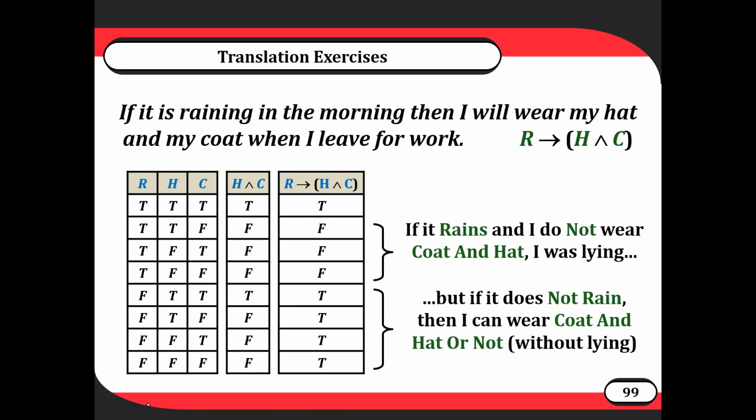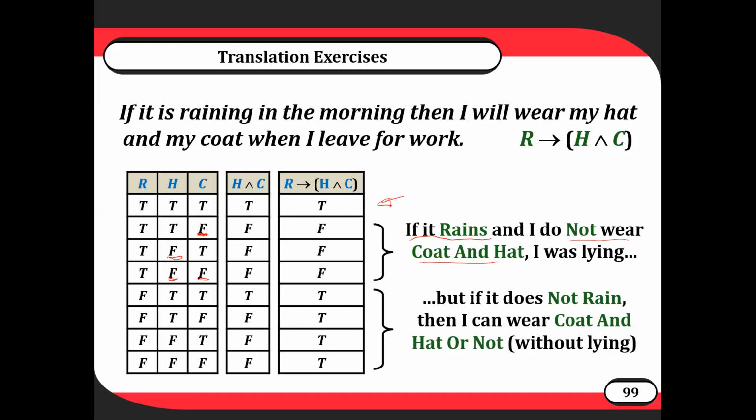Okay, so now we've expressed all the possible values of this English expression. We've changed it to a logical expression, and then we've enumerated all the possible values that it can take on. So here, obviously, if everything is true, then this expression evaluates to true. So it is raining, and I did wear my hat, and I did wear my coat. So then it's true. But if it rains and I do not wear the coat and hat, I was lying. So here I didn't wear my coat. Here I didn't wear my hat. And here I didn't wear either my coat or my hat, and it was raining.